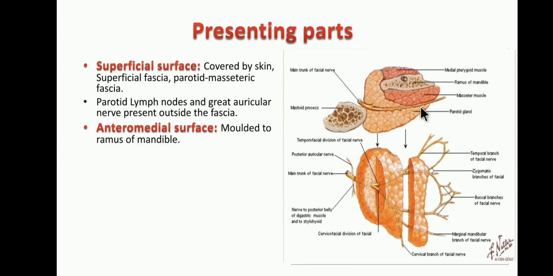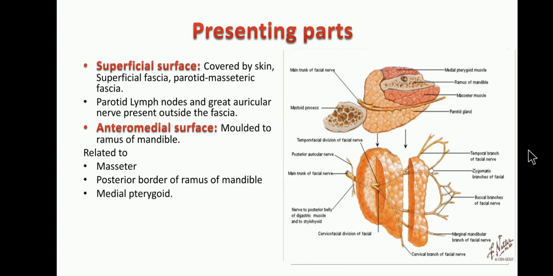On the external surface of ramus, you have the masseter muscle, the posterior part of the masseter muscle. On the medial surface, near the angle, you are able to see the medial pterygoid muscle. So that is the masseter, and this is the medial pterygoid muscle on either side of the ramus of mandible. So the anteromedial surface is related to the ramus and these two muscles: masseter, posterior border of ramus of mandible, and then the medial pterygoid muscle.